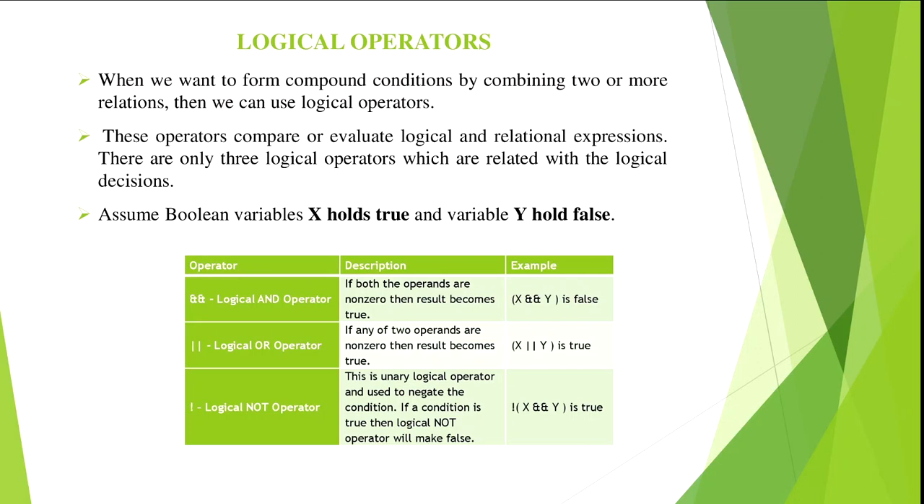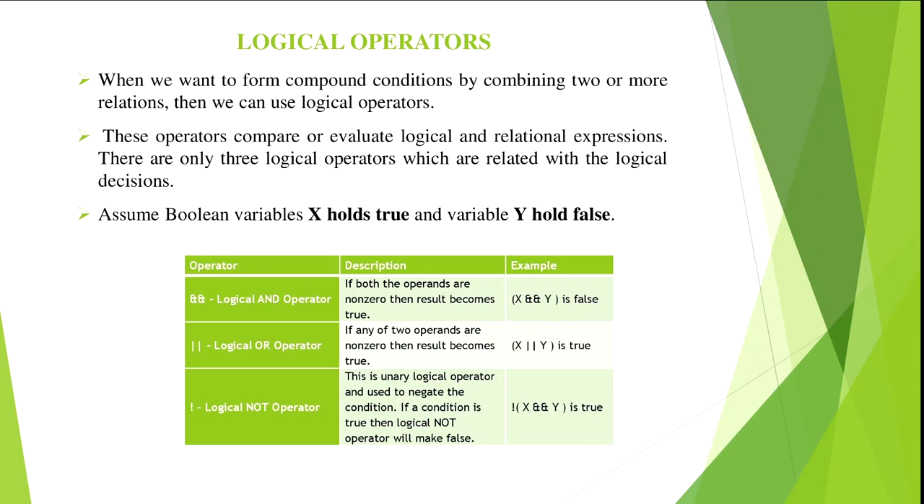There are only three logical operators, which are related to logical decisions. Here, assume that x holds the value true and y holds the value false. The first operator is called the logical AND operator and it is represented with the double AND sign. What does this logical AND operator do? This ANDs the two operands. In the example here I take x and y.